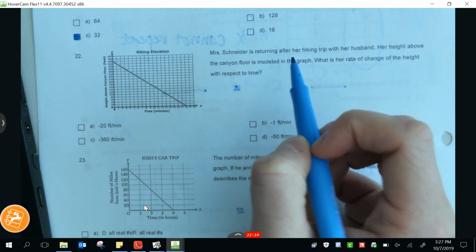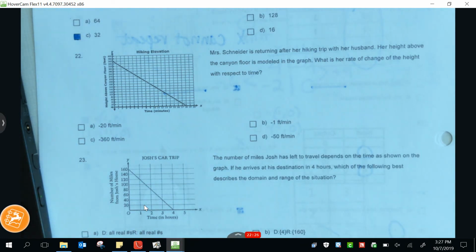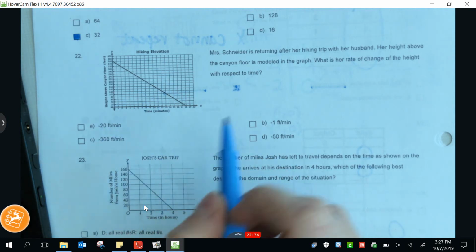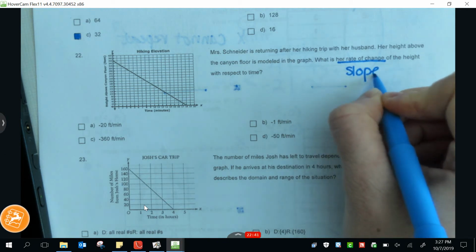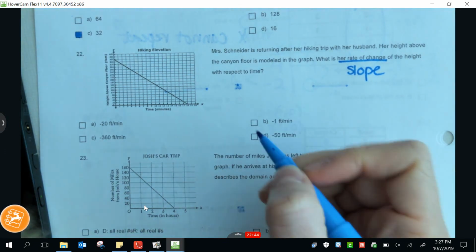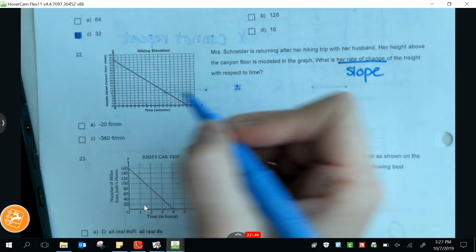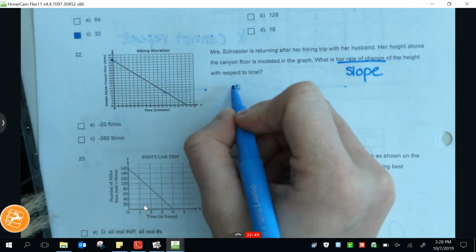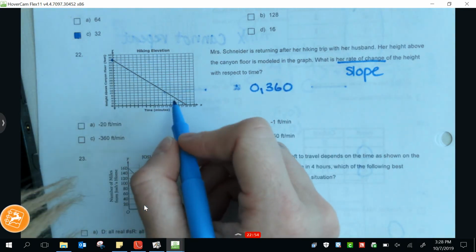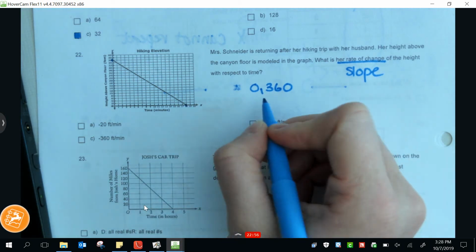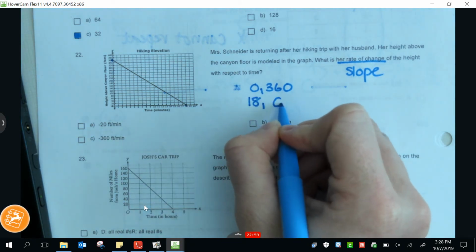Mrs. Schneider is returning after her hiking trip with her husband. Her height above the canyon floor is modeled in the graph. What is her rate of change of the height with respect to time? So rate of change is another way to say slope, which means I need 2 points. I'm going to just use my x and y intercept. So I start at 360, so 0, 360. Gosh, this is tiny. And I go all the way to the ground at 18, so 18, 0.